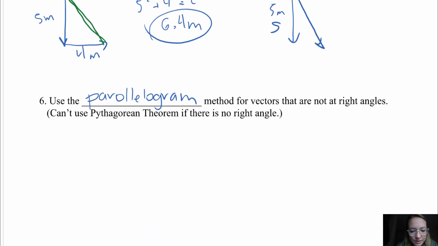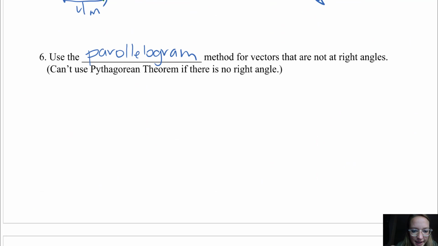Parallelogram. This is why I do physics and not spelling. Parallelogram method for vectors that are not at right angles. So let's try that out.